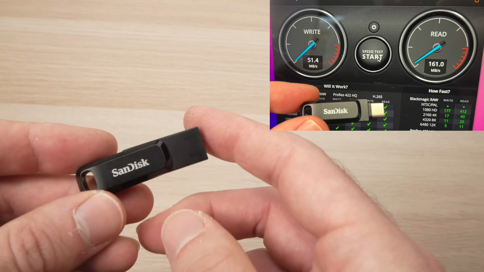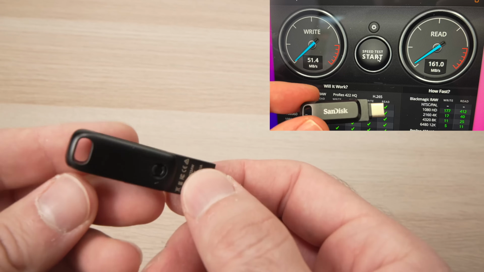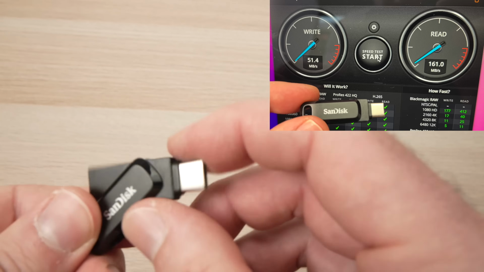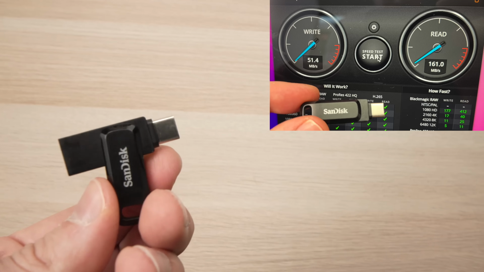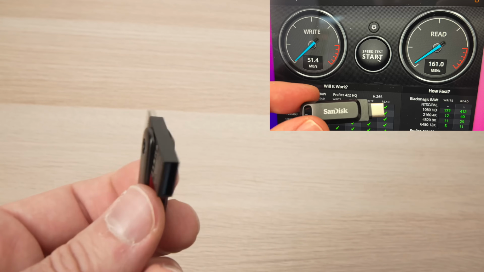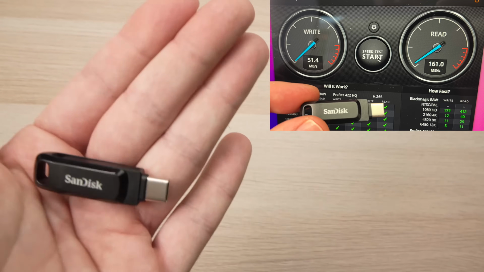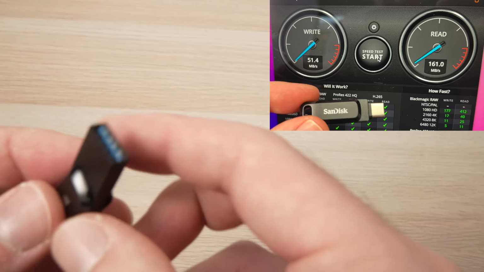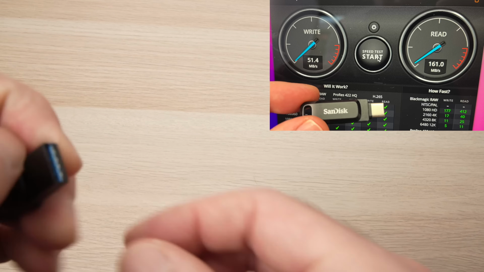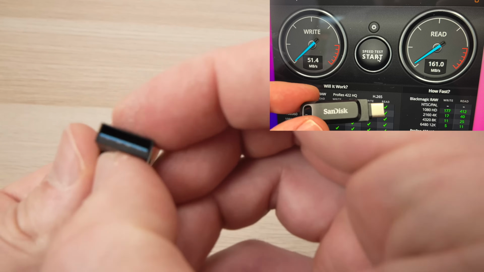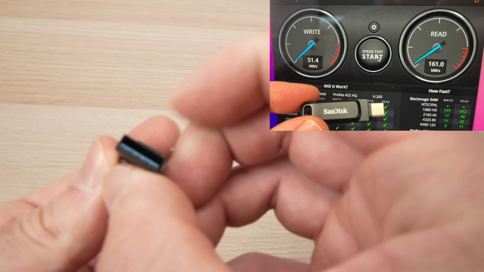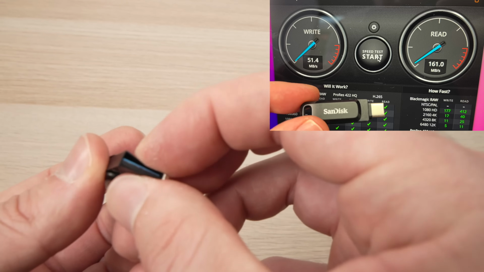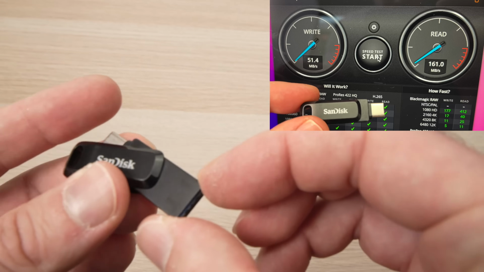Okay, this is the SanDisk Dual Drive Go. That has 51 megabytes per second write speed, and this is great. Definitely one that I will recommend if you need a USB Type-C and a USB Type-A. The USB Type-A is made out of plastic. I wish this was metal, but if you're mostly going to use the USB Type-C port and this USB Type-A port just sometimes during the year, I think you can still buy it and don't worry too much about it breaking.